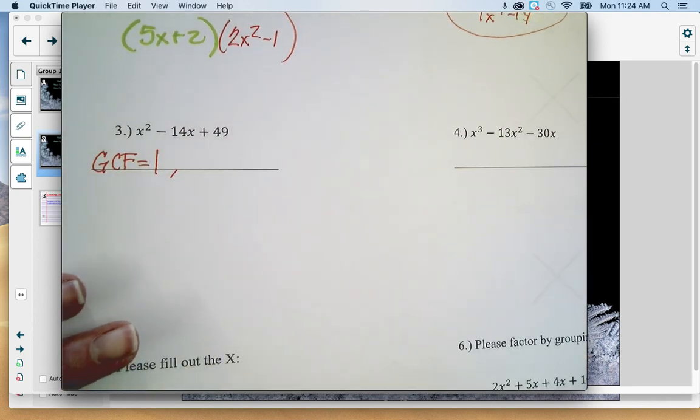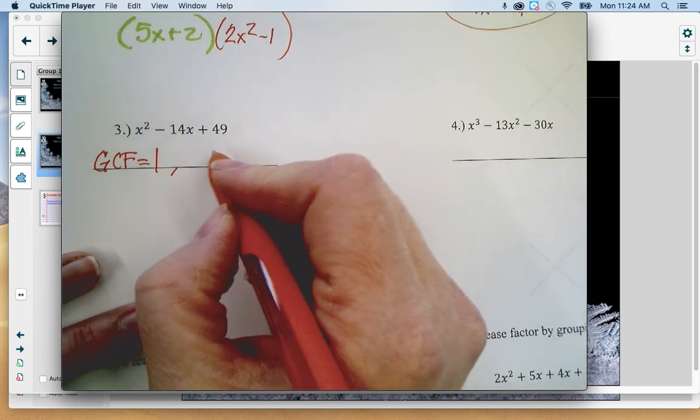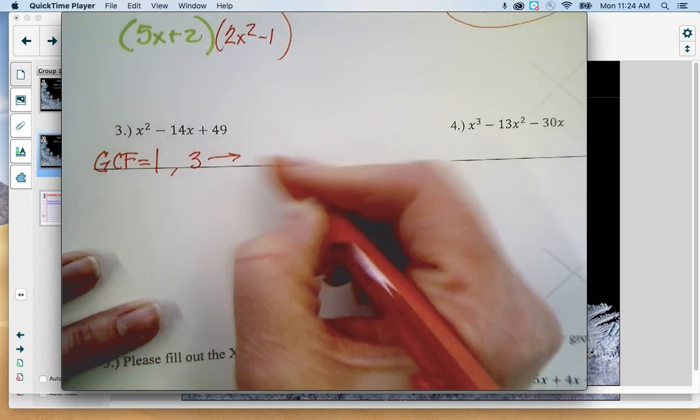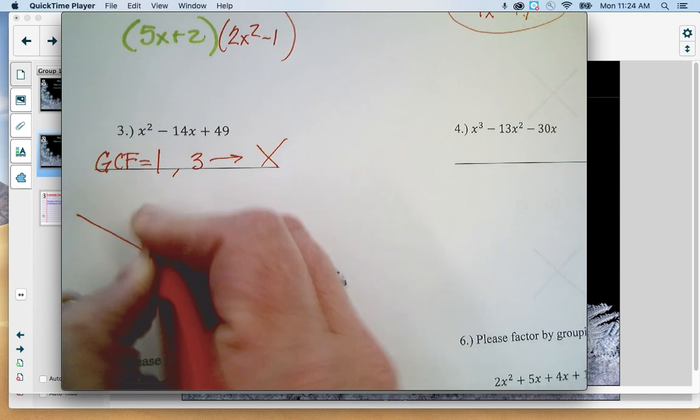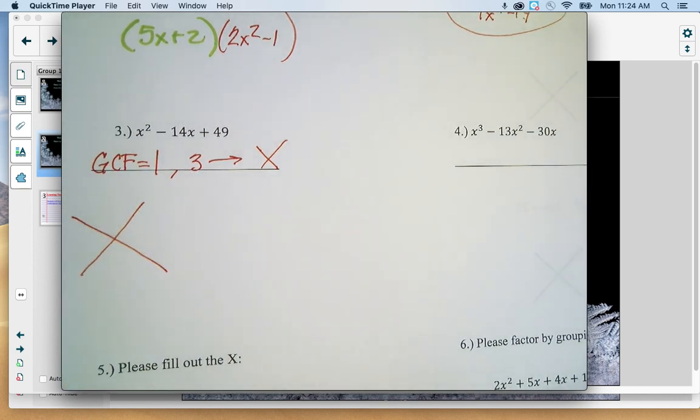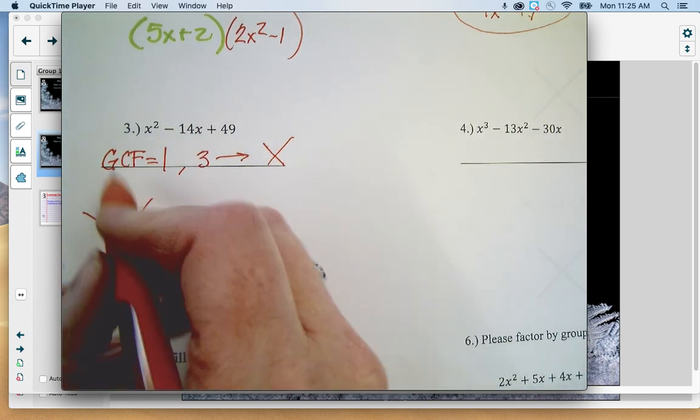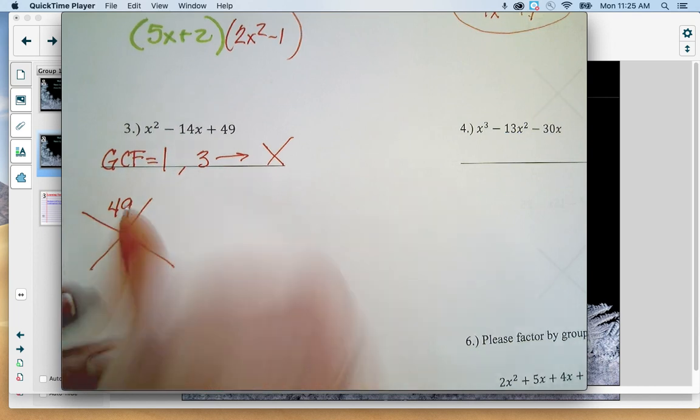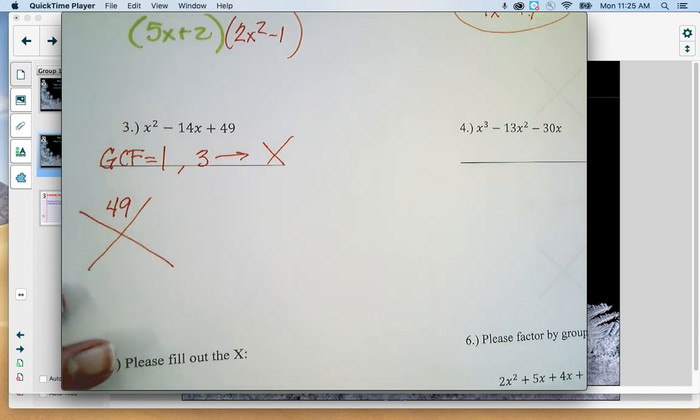Then how many terms are there? 3. When you have 3 terms, what do you do? Draw the x. Draw the x for me right now. Automatically. Analyze. How many terms? 3 terms. Draw the x. What's going to go on the top of this x? 49. Now, here's the key to today's lesson. Where did you get that 49?